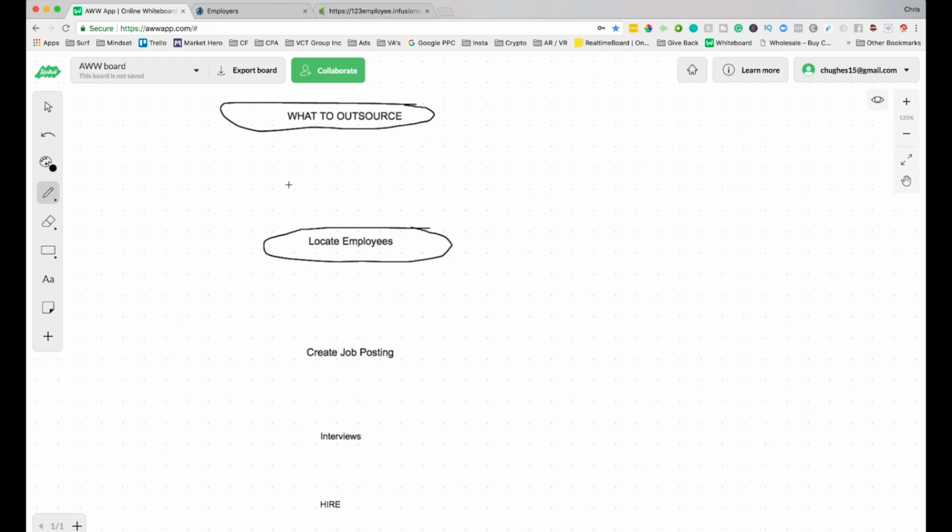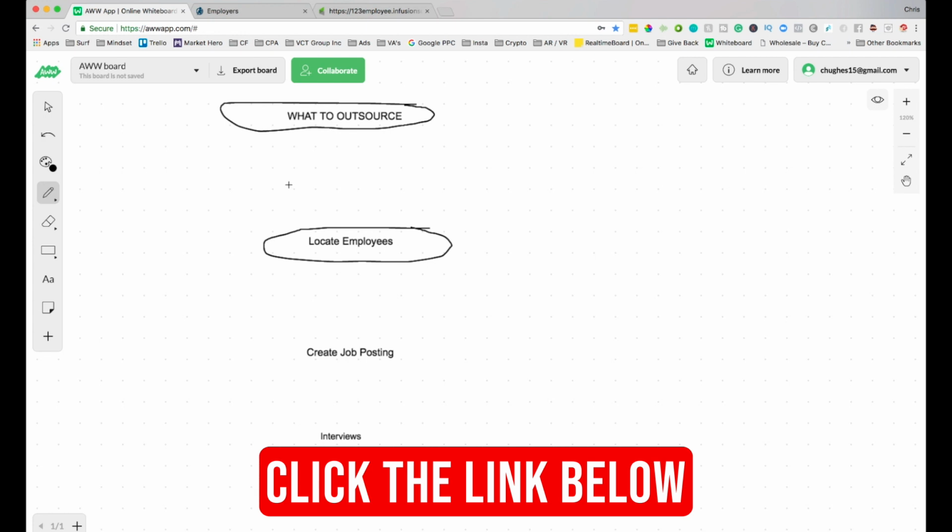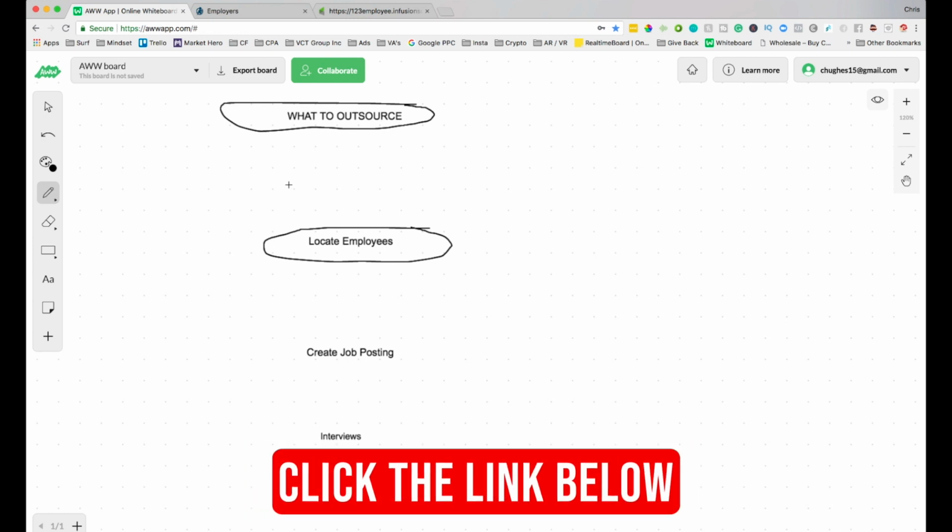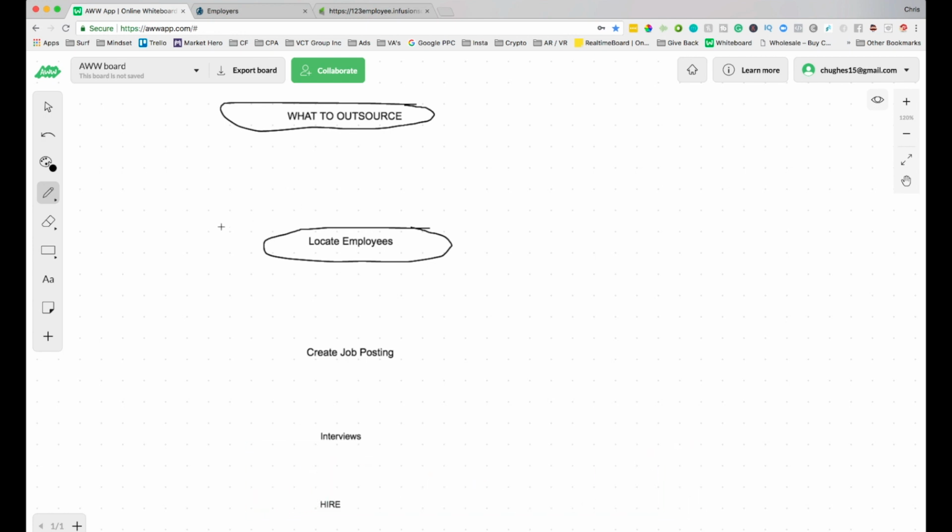I'm going to share with you 2 of my favorite resources for where I find and hire all of my employees. I'm going to link down below to these sites so that you can learn more about this and hire people yourself. But locating employees.